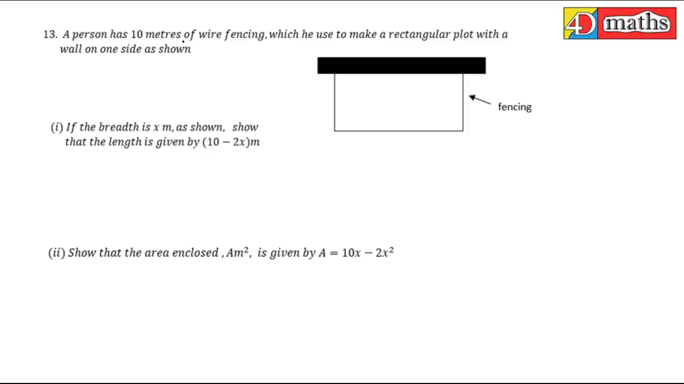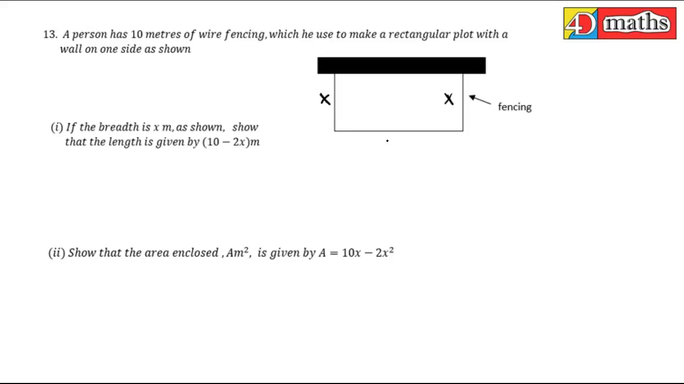So this is the question. A person has 10 meters of fencing, which he used to make a rectangular plot with a wall on one side, as shown. So here's 10 meters. If the breadth is x meters, show that the length is given by this. So this, we call this the breadth. So that's x. This must also be x.